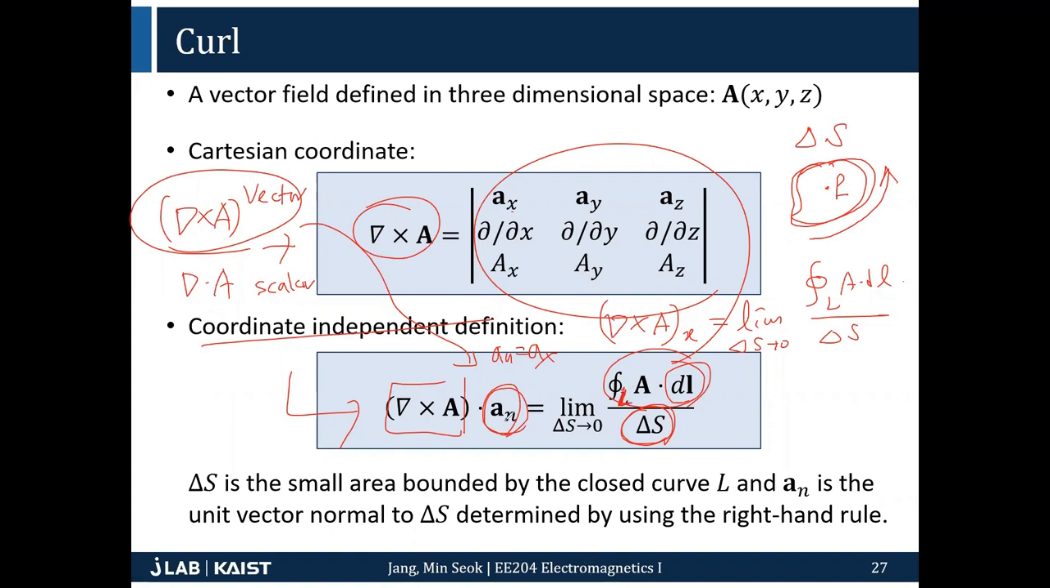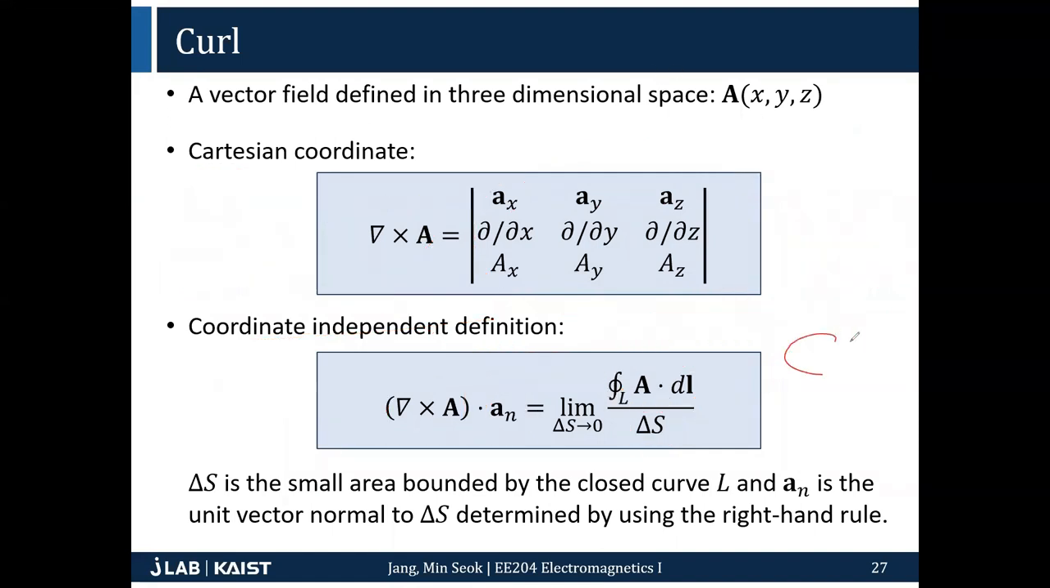Okay, then how are AN, delta S, and L related? They should be related, right? Because as you set the direction, your delta S and L should be set accordingly. So how they are related is like this. AN is the surface normal vector of this infinitesimal area, delta S. Let's say you have delta S like this. Then you have two choices of AN: you have this, or the other way around.